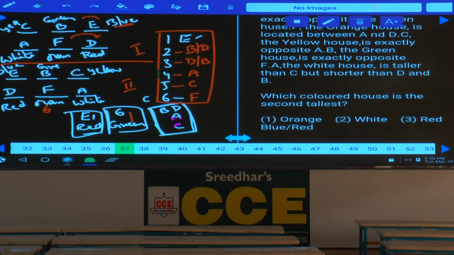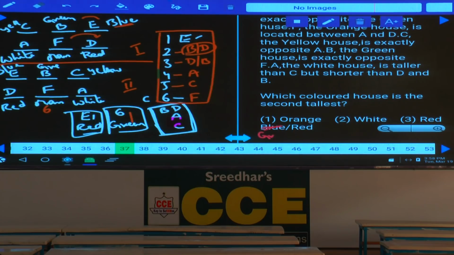Yes, tell me, second tallest is what? Either B or D. Yes, what are the colors of this B or D? Either green or red. Either green or red should be there, but yes, here this is a wrong choice. Hence it must be green. Done with this? Green or red. Now which colored house is the second tallest? Second tallest means we need to confirm definitely. Is it possible to confirm definitely?